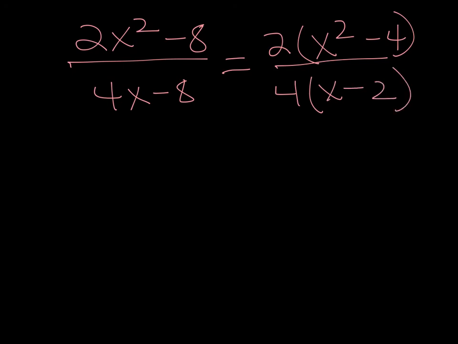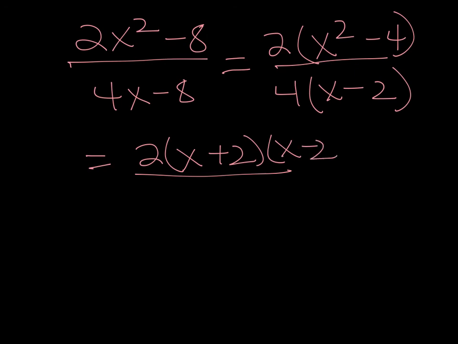But now what I have to notice is on the top, I've got a difference of two perfect squares, so that one factors again. And I get 2 times the quantity x plus 2, x minus 2, over 4 times the quantity x minus 2. And had I not factored that binomial on top, I would have never known that these now have two things that we can cancel out rather than one.